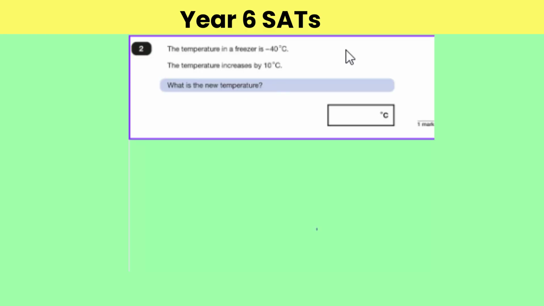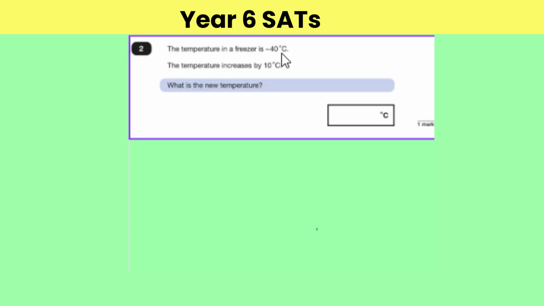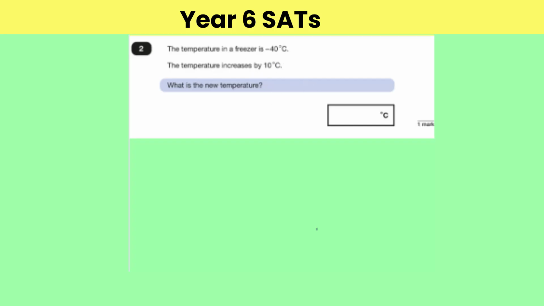Question 2. The temperature in a freezer is minus 40 degrees Celsius. The temperature increases by 10 degrees Celsius. What is the new temperature? So we've got an increase and we're using negative numbers. I would use a number line to solve something like this. So I would plot my first number at the beginning.